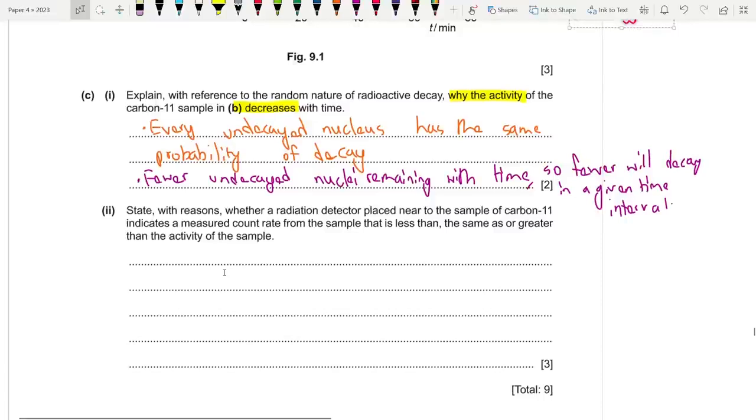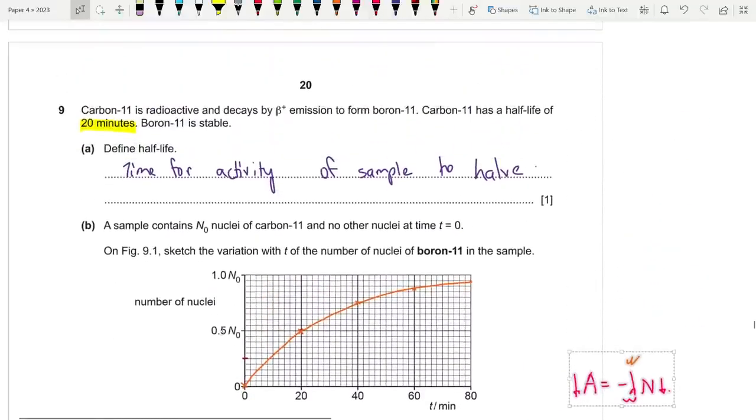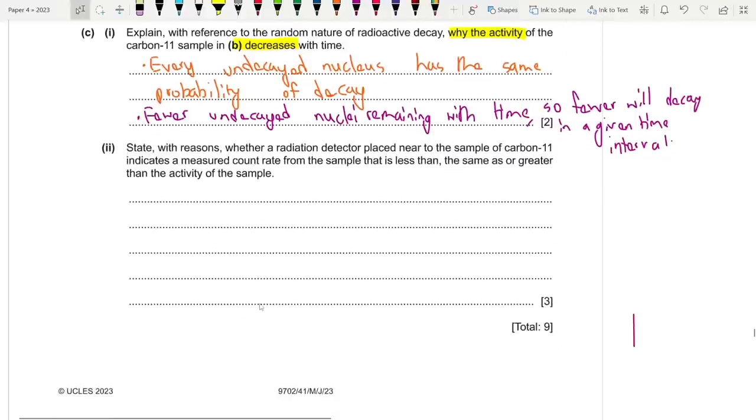State with reasons whether a radiation detector placed near to the sample of carbon 11 indicates a measured count rate from the sample that is less than, the same as, or greater than the activity of the sample. Okay. So firstly, there is always background radiation present, and also maybe carbon 11 might be in a vessel like this. It actually emits in all directions. But our detector is over here, the Geiger counter, okay? So we will only pick up this radiation, this one. So we will not pick up these, so we might get less.